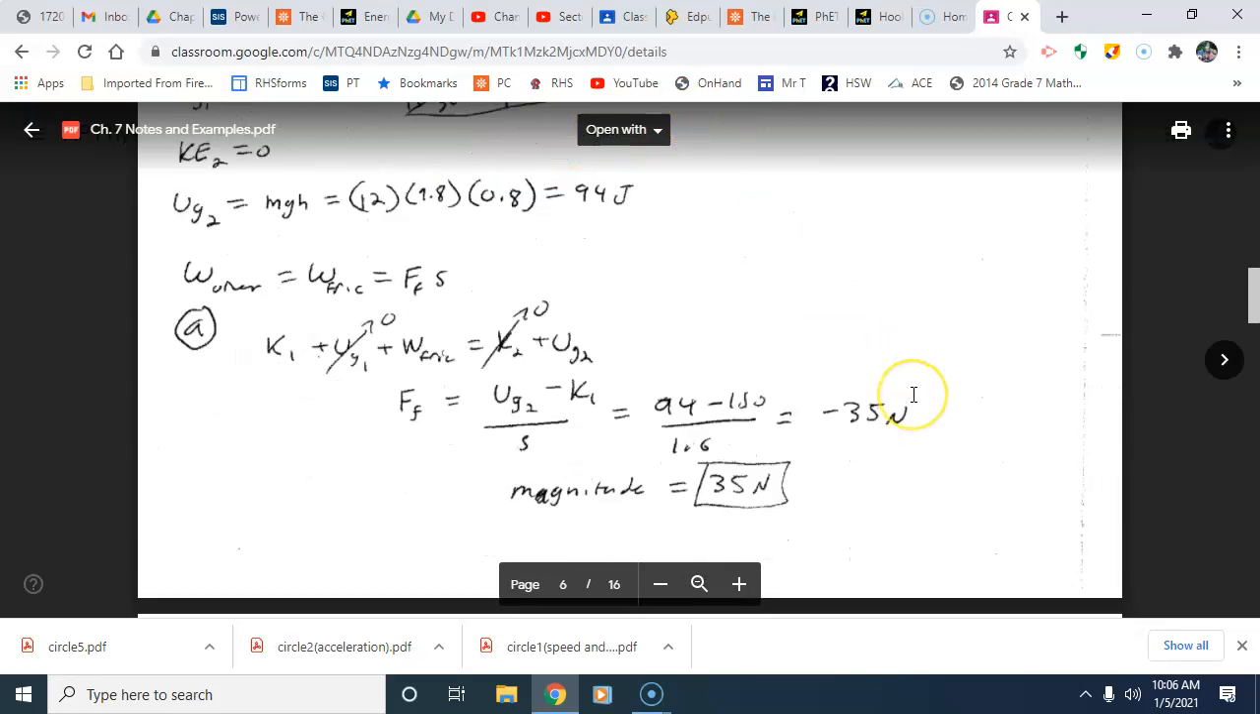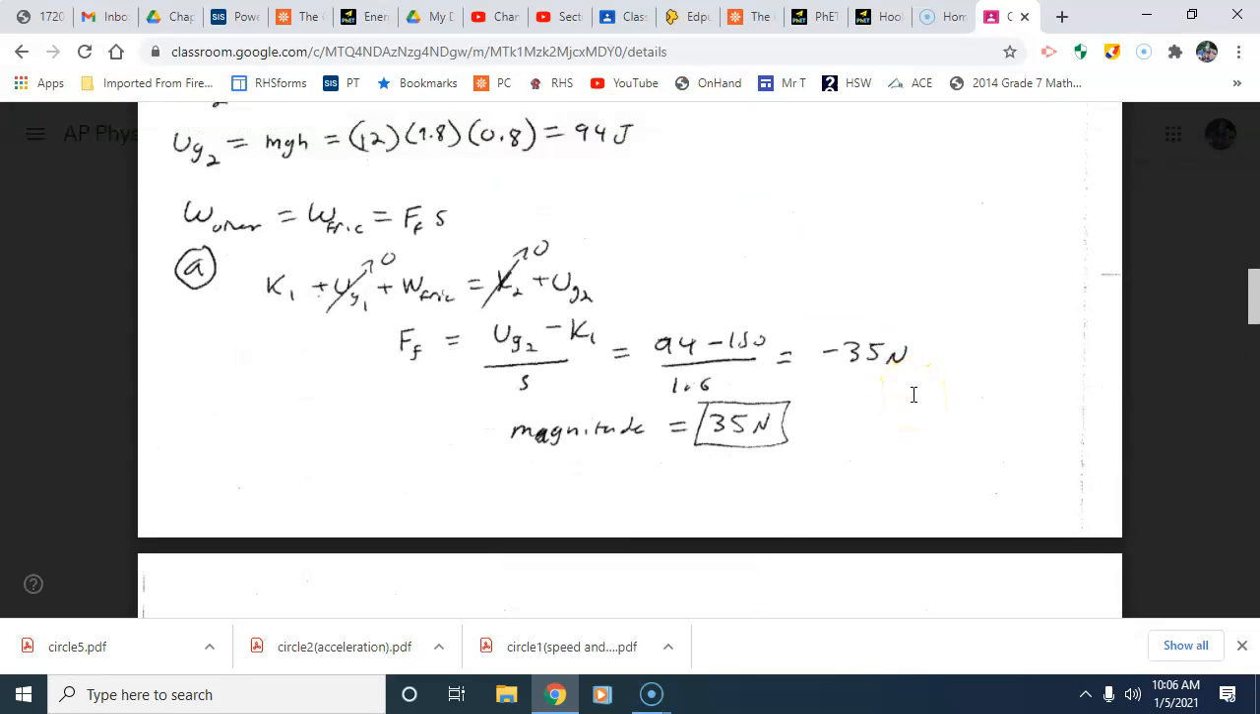Once you do that, we get negative 35 newtons. It did say just find the magnitude, though, so 35 newtons is fine. We okay with that one? All right, part B. How fast is the crate moving when it reaches back down to the bottom of the ramp?